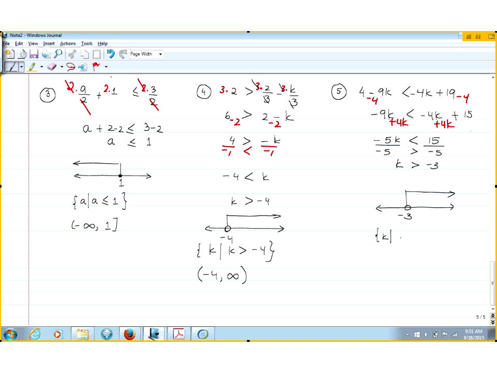All right, what's my solution? K such that K is greater than -3. And what is my set builder? -3, comma, infinity. All right, doable? Okay, so a few more problems. So 6, 7, 8, yeah.